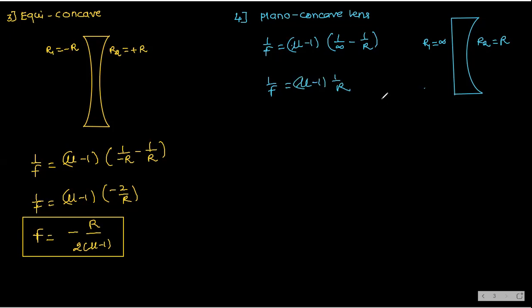Okay? And therefore, what we are getting here? This is minus R, right? Minus, so I keep it as minus. And then I am getting F is equal to minus of R divided by mu minus 1. Minus should come, right? Check it. Yes, right. Clear? And that's why I got F is equal to minus R by mu minus 1.